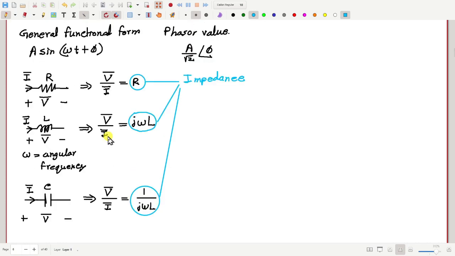Okay. Excuse me, sir. Yes, please. So in the third one, it should be 1 by J omega C. Yeah, thanks a lot. Yeah, this should be J omega C. Thank you. So this is the beauty of the Phasor values.